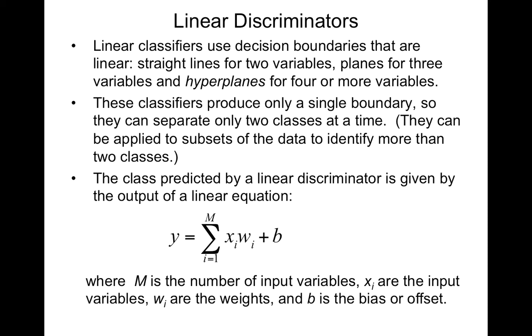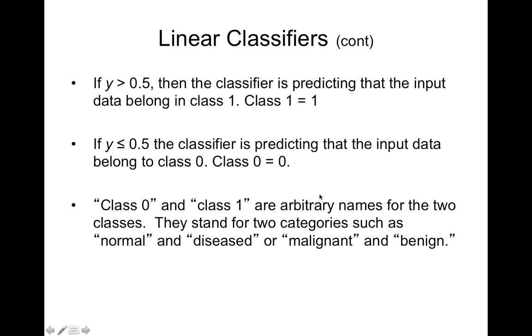The class that's predicted by a linear discriminator is given by the output of a linear equation. y is equal to the sum of x sub i, w sub i, plus b. If we just had two variables, then this would basically be a straight line. b is your bias or offset, x sub i is your input variable, and the w's are the weights. This can also be thought of as the slope of a line. If y is greater than 0.5, then the classifier will predict that the input data belong in class 1. If y is less than 0.5, the classifier will predict that the input data belong to class 0. Class 1 and class 0 are just arbitrary names for two classes.